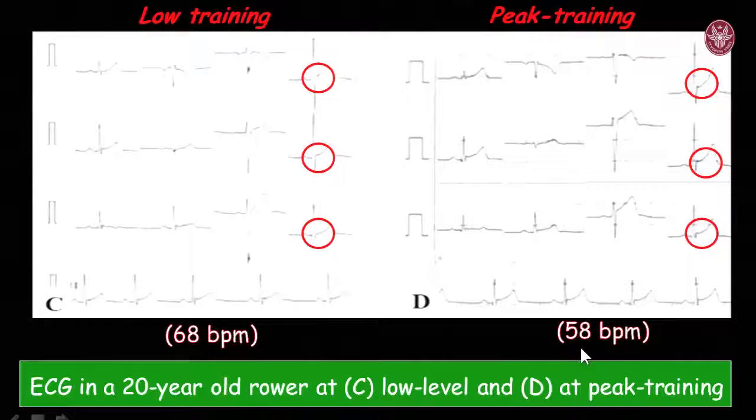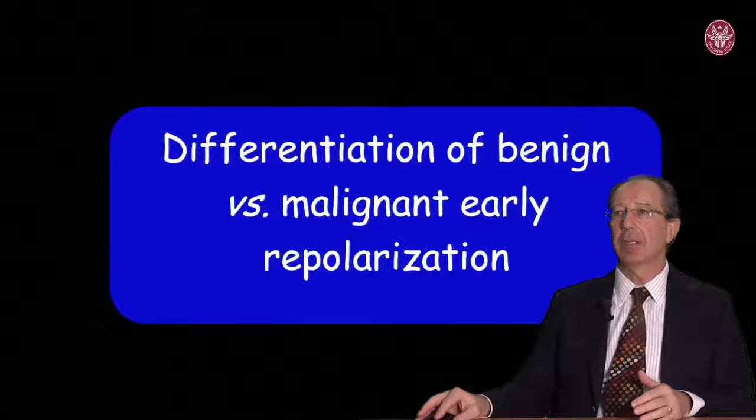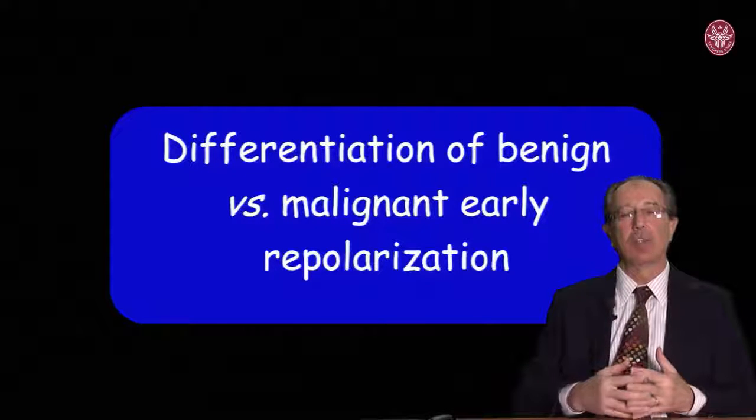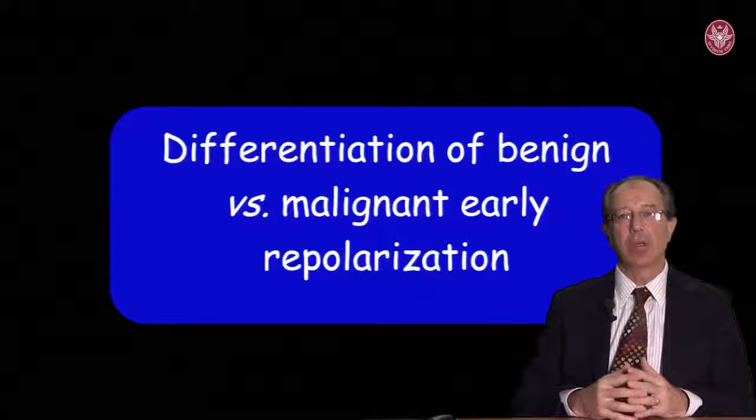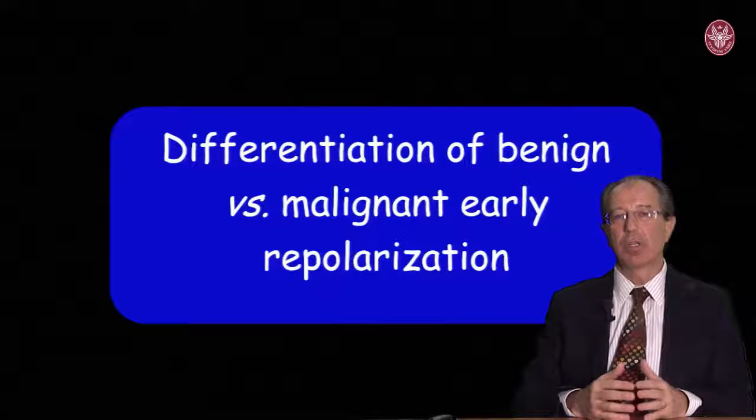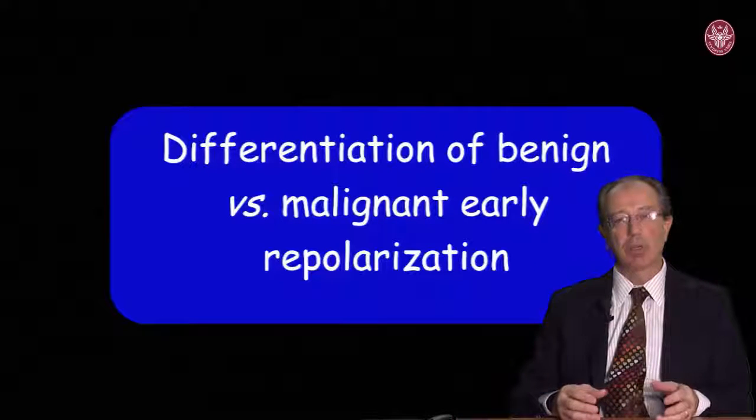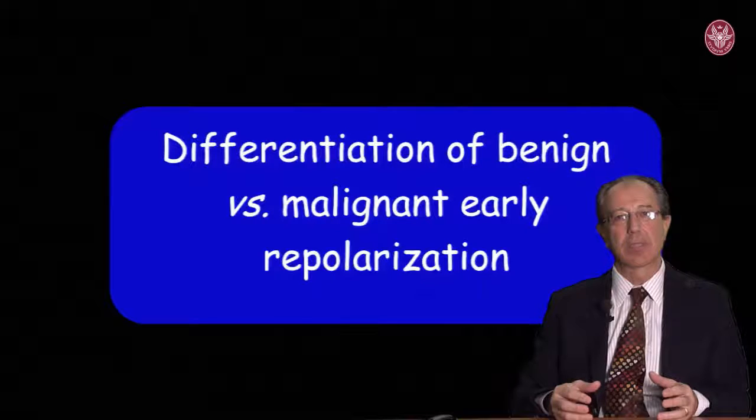So from this experience, we had the idea, the concept, that the J-wave is dynamic in nature, and that in athletes, it is much more evident during the period of peak training in association with the reduced heart rate, increased voltage, and all the other electrocardiographic changes consistent with exercise training.